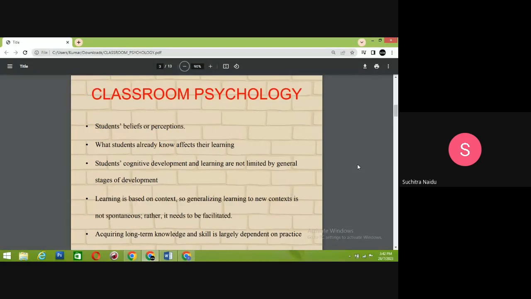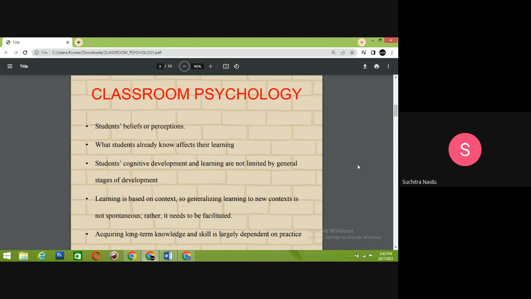So always try to convince your student why you're adopting a new teaching pedagogy, and then only introduce a new pedagogy to the student. So students are the major stakeholders for us, so we have to first convince them, they have to feel happy, they have to feel benefited, then the task becomes very easy for us.